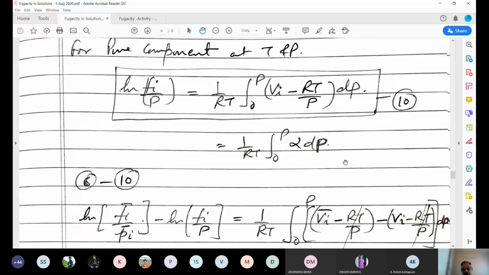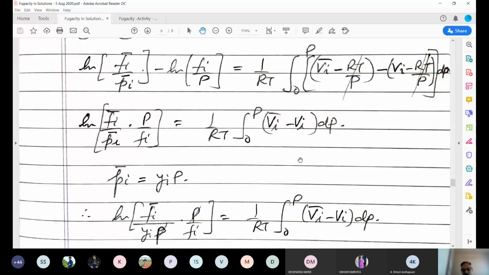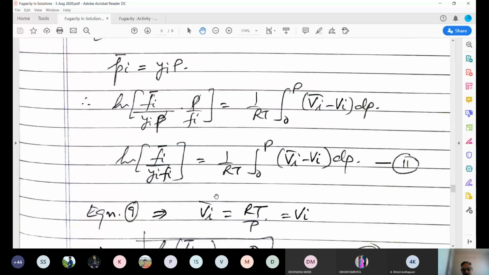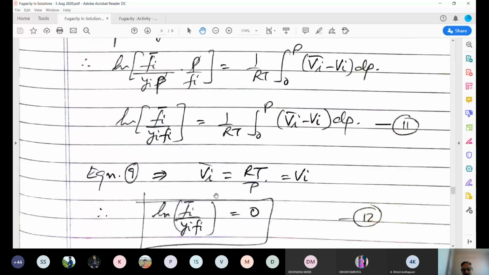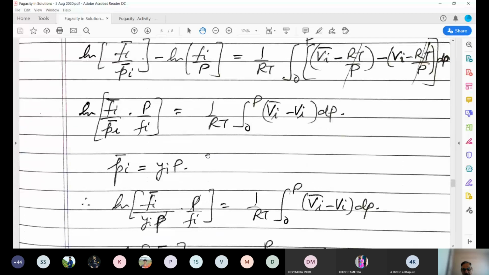See, ultimately what we are trying to do is find out Fi bar, that means in solution. How do you find out Fi bar from pure component? Fi bar is for component I, the fugacity of component I in solution. Now we are trying to relate it with the fugacity of pure component, because we know pure component can be determined easily. Solution is more difficult, because ultimately your objective is to find out the fugacity of components in solution, and we are trying to correlate it with pure component. What is the relation? That's why we took the difference between the two, solution and pure component.